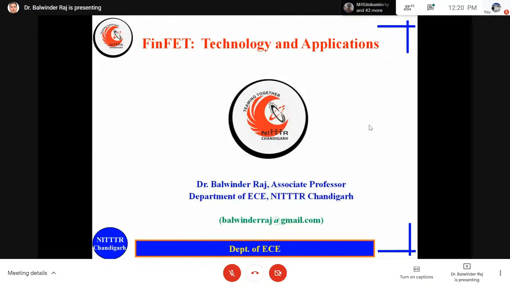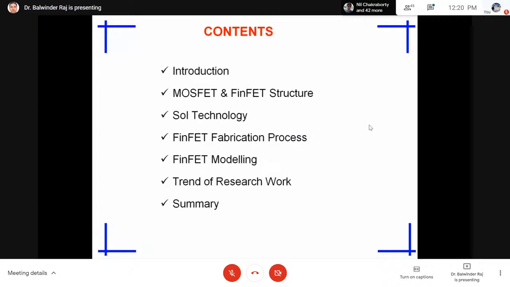In this lecture, we'll start with the introduction, and then we will discuss the MOSFET and FinFET structures, how the FinFET structure is derived from the MOSFET. Then I will discuss SOI technology briefly, because FinFET is designed with silicon on insulator technology. Then we will discuss the fabrication flow specifically for the FinFET. Then modeling and research trends in this area. And in the last, I will conclude my talk with the summary.